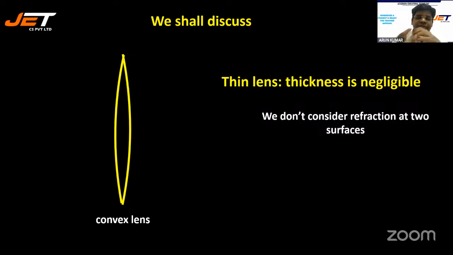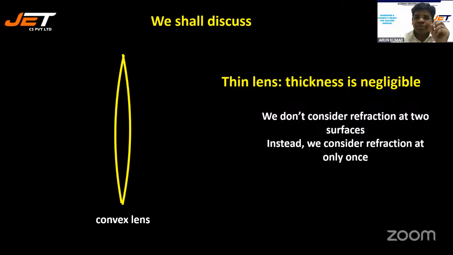And one aspect is we do not consider refraction at two surfaces. Actually, what happens is it refracts at this surface and then refracts again at this surface. Two refractions, two events, happen here. Where does the light ray bend, where does it fracture? First at this surface, then at this surface, at the interface. But we treat this as only one refraction. So we don't consider refraction at two surfaces. Instead, we consider refraction at only one surface, only once. It is happening at two surfaces, but it's considered only once.